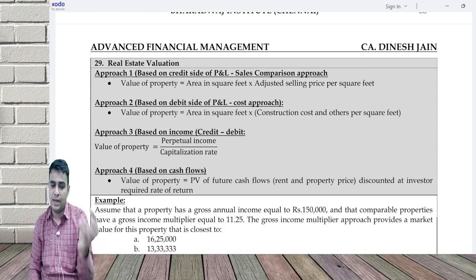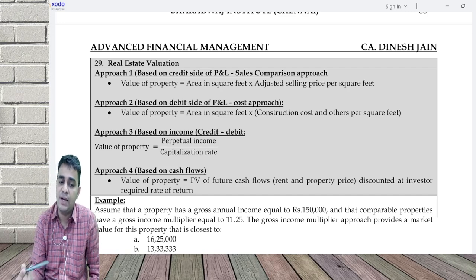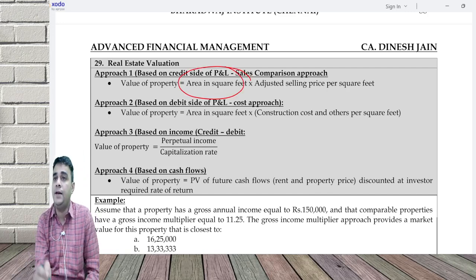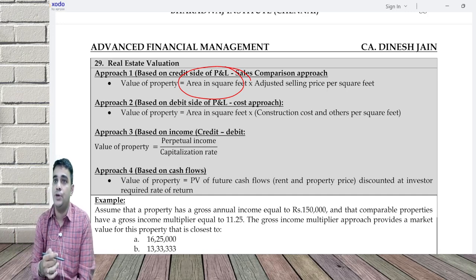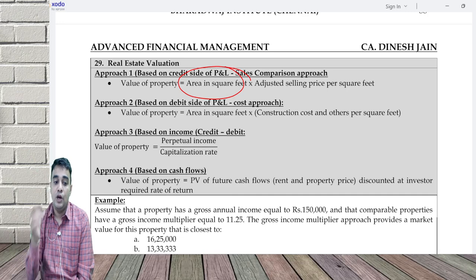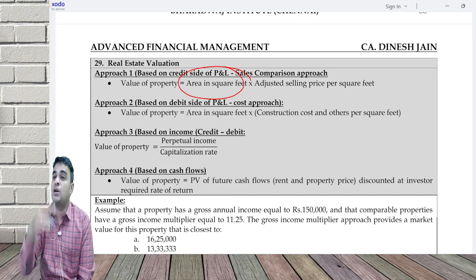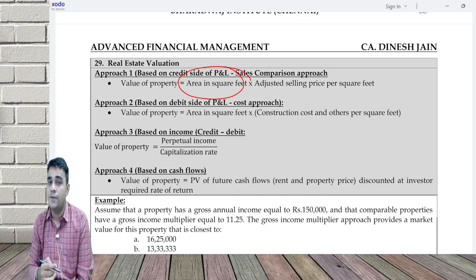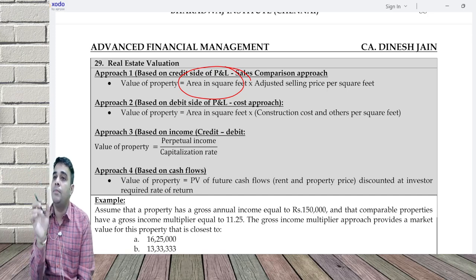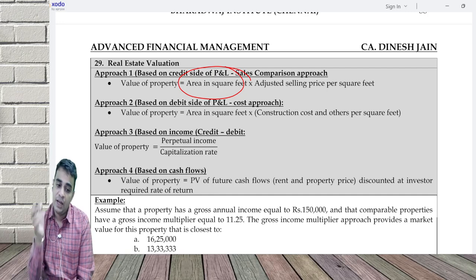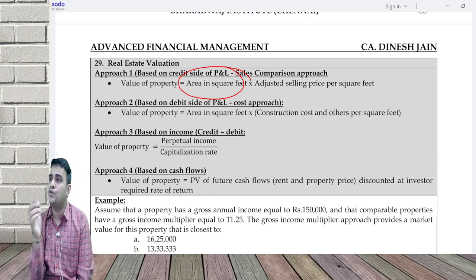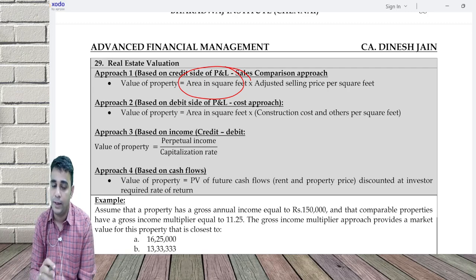So you can do it based on the credit side, based on the debit side, based on, sorry, based on cash flow. They've given based on cash flow. The examples will be very simple. What is based on credit side? Area in square feet into, I want to value this building, at what price did you sell a nearby building? Or area in square feet into the cost of construction. Or perpetual income divided by the capitalization rate. Or the cash flow: present value of future cash flow discounted at the investors' required rate of return.